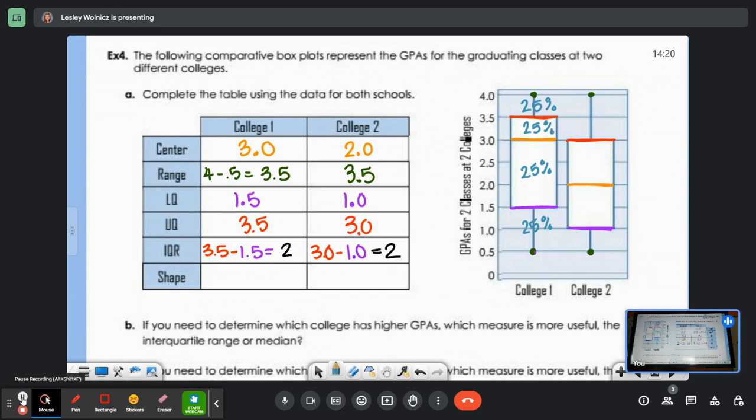Okay, where is our data lump? Okay, where's the lump? At the top or the bottom? Okay, we got a lump at the top, and then we got a tail coming down. So which way is this skewed? Down. You are correct. It is skewed left or down. Good.